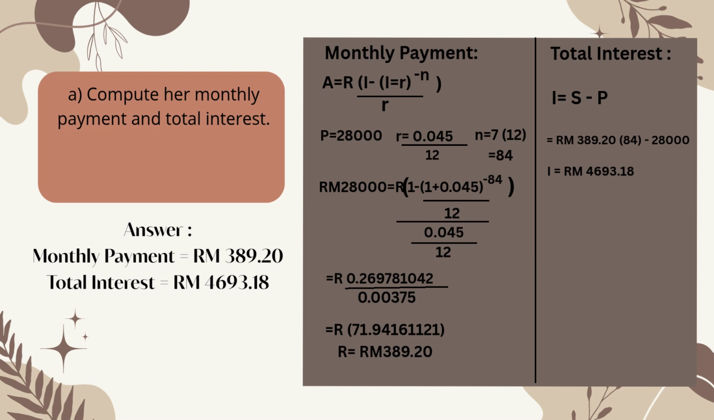Monthly payment and total interest. Here, someone borrowed 28,000 for 7 years at a slightly different interest rate. They use the same kind of formula to figure out how much she pays each month, which is 389.20, and the interest over the years is 4,693.80. This means she's not just paying back the 28,000, she's also paying 4,693.80 more because the bank wants to make money too.